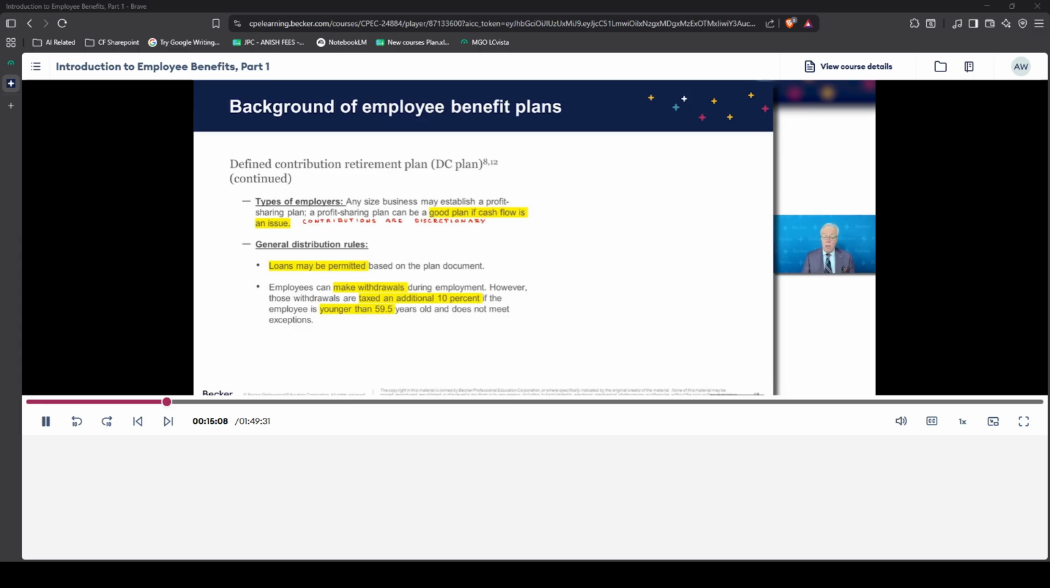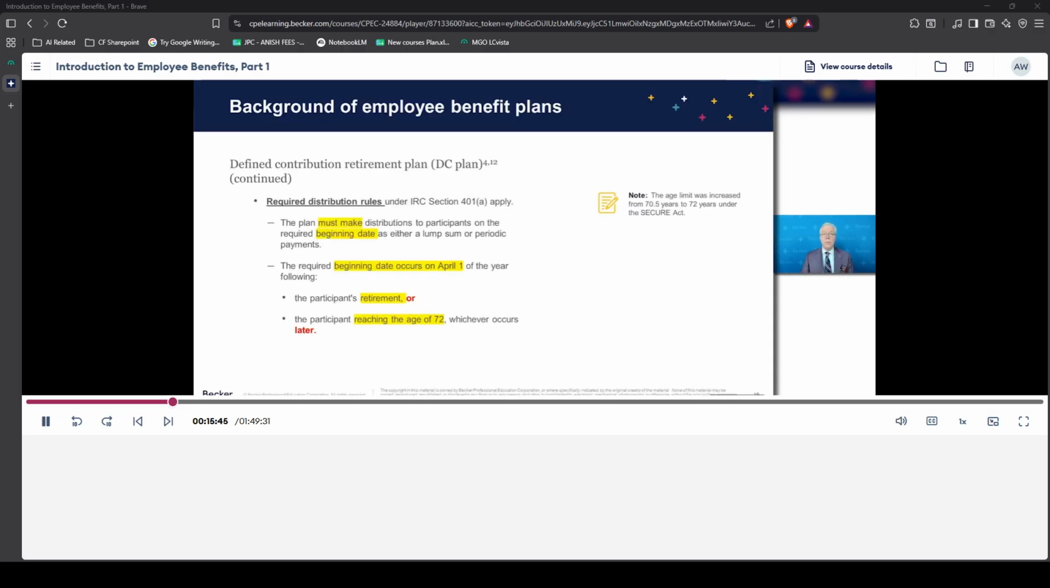Now, clients that we have who have these plans typically feel an emotional obligation to put at least some money in. But they'll explain if they're not putting in the full amount based on ultimately a hard year like COVID-19's 2020. Now, general distribution rules, loans may be permitted based on the plan document, so it's all up to the plan. Employees can make withdrawals during employment. However, those withdrawals are taxed at an additional 10% if the employee is not at least 59 and a half. That's usually the minimum age to start taking money out and enjoying it.